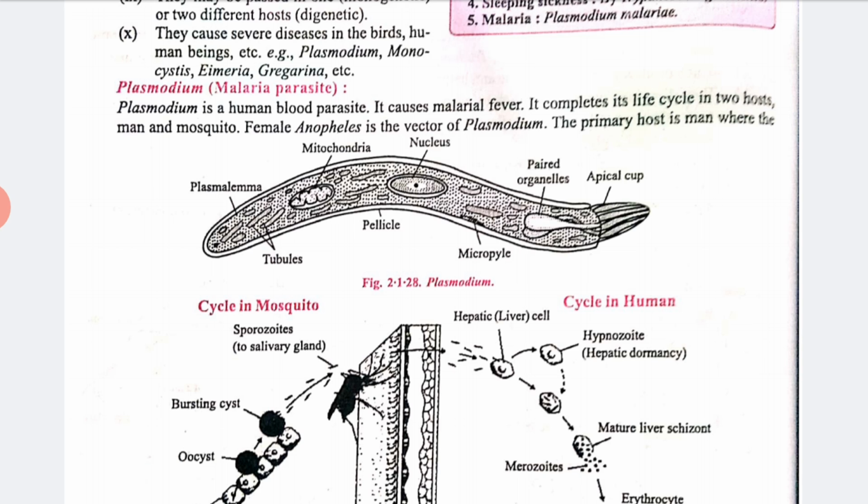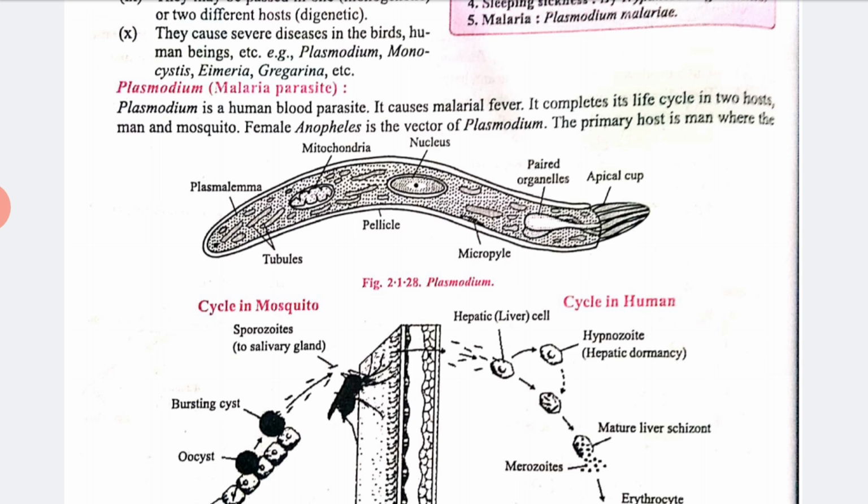This is a very important topic. So Plasmodium, the malaria parasite. Plasmodium is a human blood parasite, right? It causes malaria fever. It completes its life cycle in two hosts, that is man and mosquito. Female Anopheles is a vector of Plasmodium. The primary host is man.